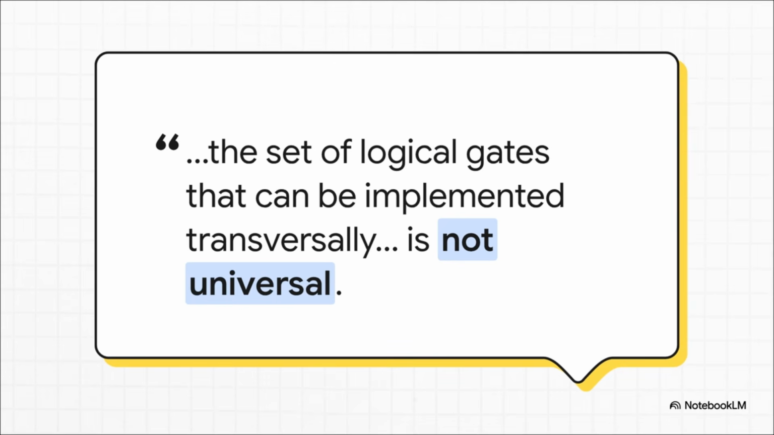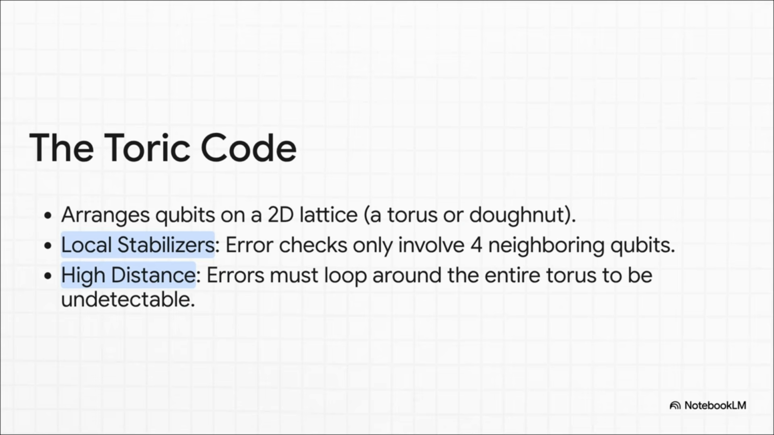It takes a totally different approach. It arranges physical qubits on the surface of a torus, basically a donut. Now the error checks are all simple and local, only involving a qubit and its immediate neighbors. The real genius is the shape. To create an error that a code can't see, you have to create a chain of physical errors that wraps all the way around the donut, either through the hole or around the outside. It's a fortress built not out of stronger walls, but out of pure, clever geometry.